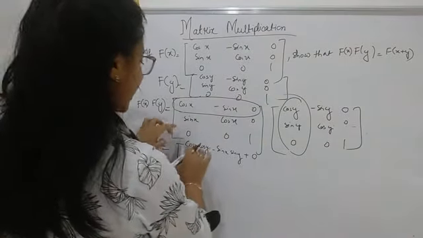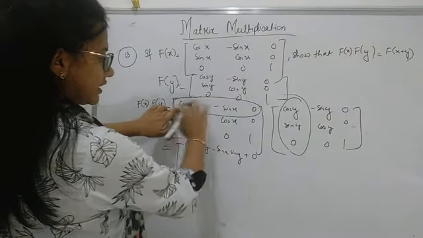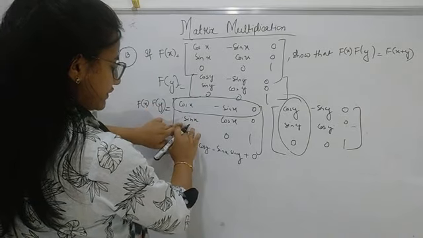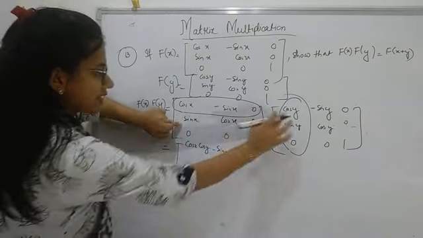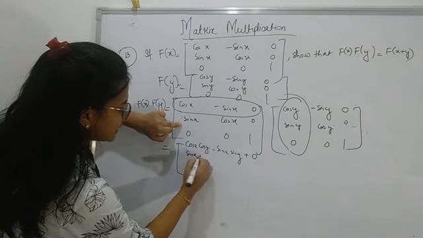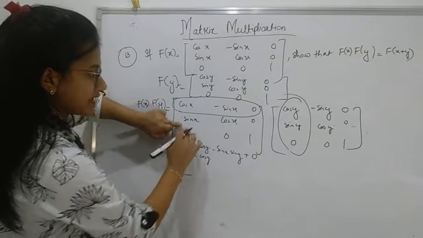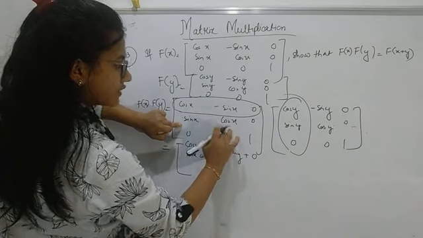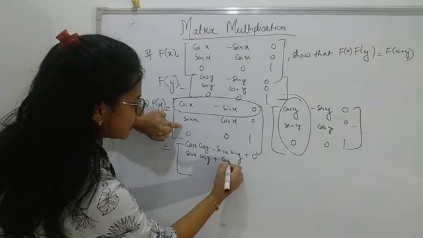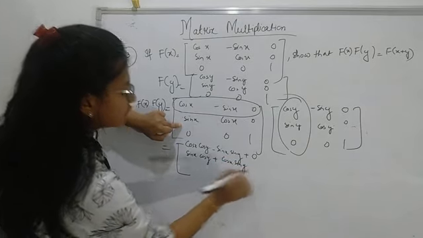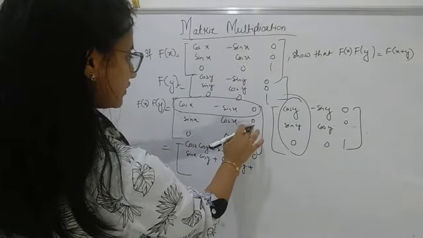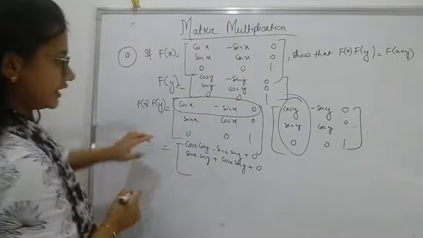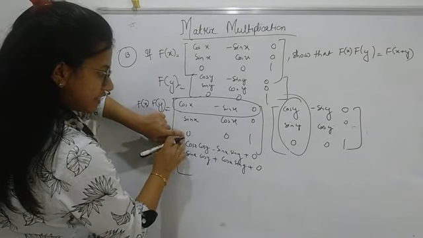Next, the first row is complete, so we have to move on to the second row. The second row should be multiplied with the first column. So sin x into cos y is sin x cos y, plus cos x sin y. Next is plus 0 into 0, which is 0. Next we have to multiply 0.